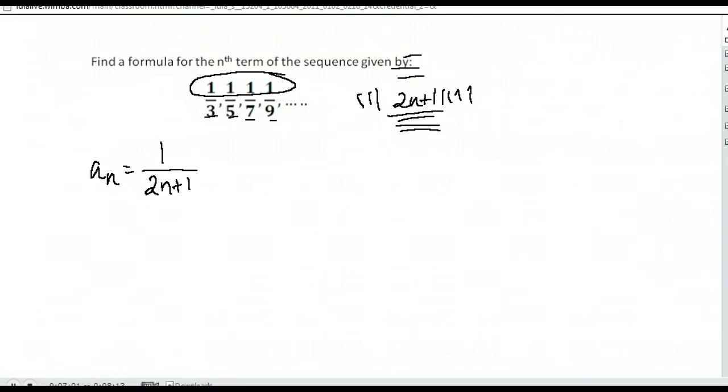Okay, let's try that out. Is this going to work? And what do we want to start on? We want to start with a 3 in the denominator. So 2 plus 1 would be 3. Let's start at n being 1 and go up from there. So let's try it out just to make sure we did it right.